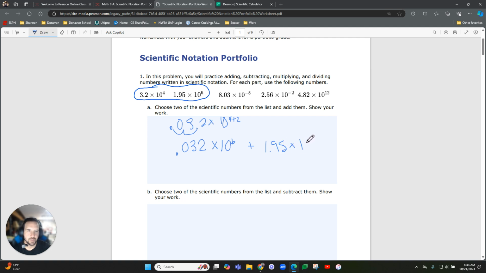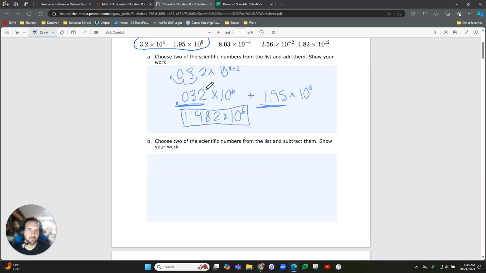Now all we have to do is add the coefficients. 0.032 plus 1.95 is 1.982 times 10 to the 6th. You could use a calculator. All I'm doing is adding these 2 coefficients, this number and this number, to get 1.982, and then the 10 to the 6th just stays 10 to the 6th. And that's it.